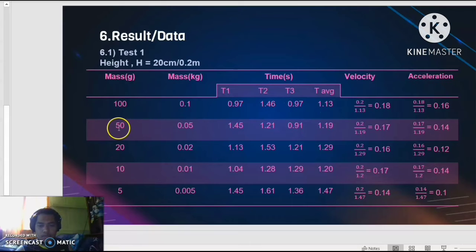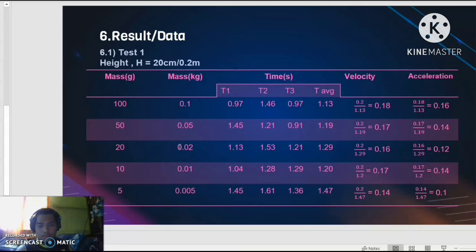For the second test, we will be conducting the experiment with 50 gram or 0.05 kilogram weight, resulting in 1.45 seconds for the first time taken, 1.21 seconds for the second take, and 0.91 for the last and third take. So the average that we could recall is 0.90 seconds.